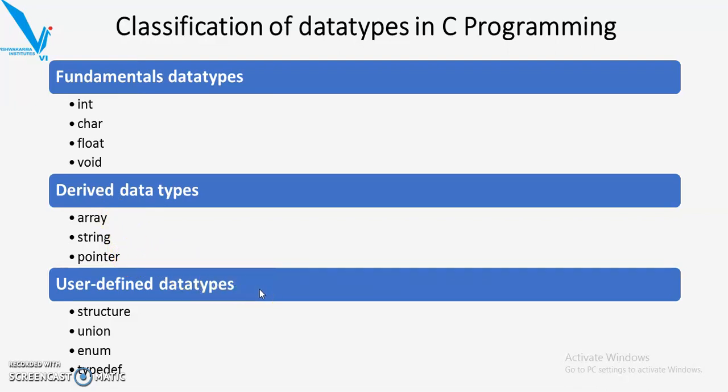And the last one is the user-defined data types. The data types that are defined by the user are called the user-defined derived data type. The examples are structure, union, enum, and typedef.